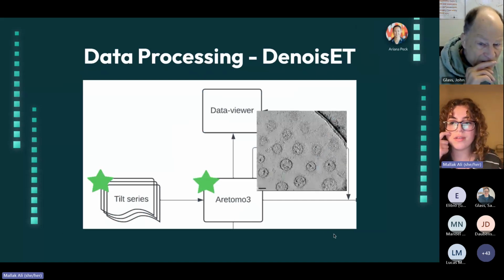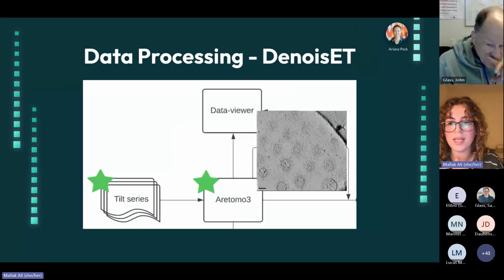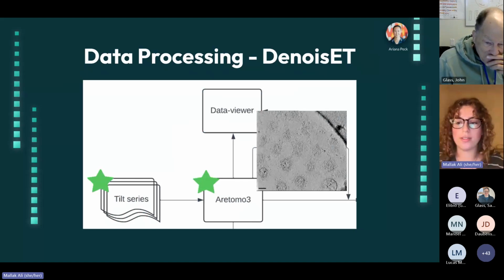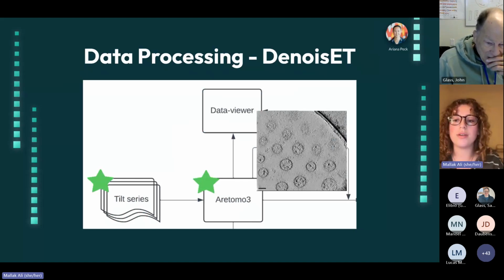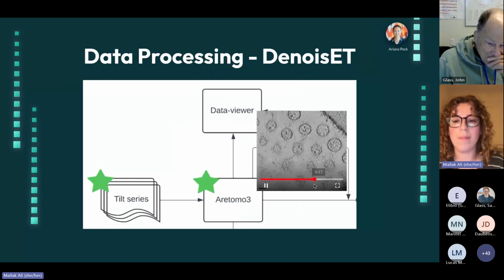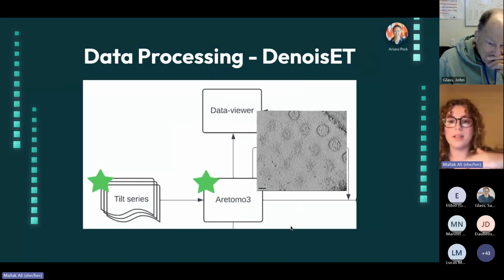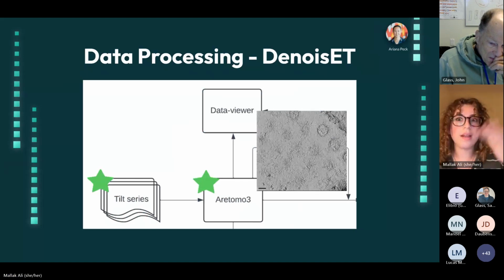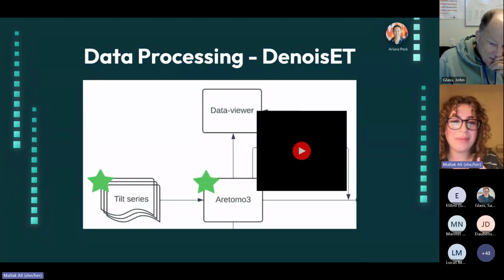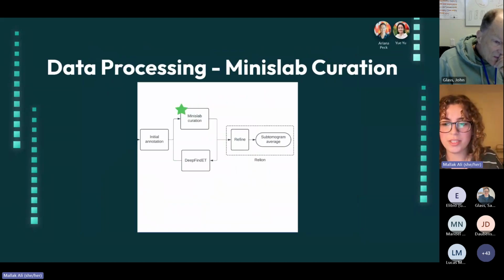Denoise-ET is an in-house algorithm created on a noise-to-noise basis, and it increases the signal-to-noise ratio of the tomograms after our TOMO3 processing. So it cleans up the image, increases the contrast of the molecules of interest, so we can very clearly see the ribosomes that emerge as we go through the Z-slab of the sample. Moving forward in the data processing pipeline, we then go through manual picking, which I won't touch on considering that today's presentation is all about automation. So I'll move forward into mini slab curation.